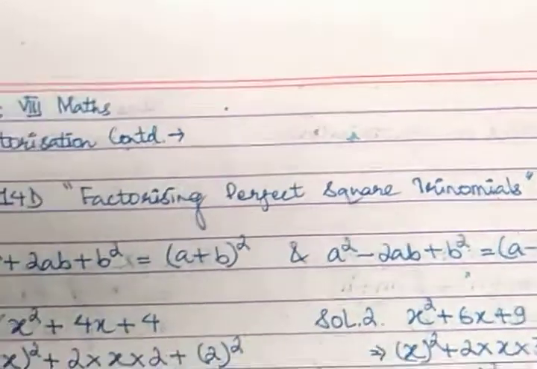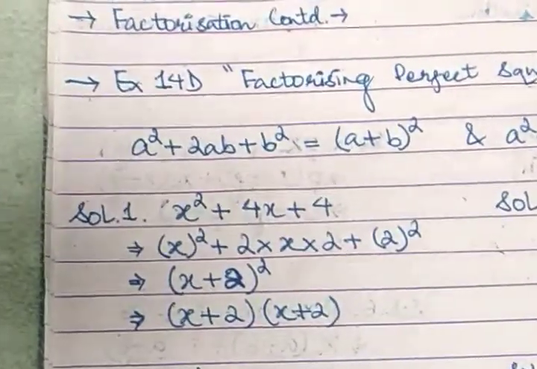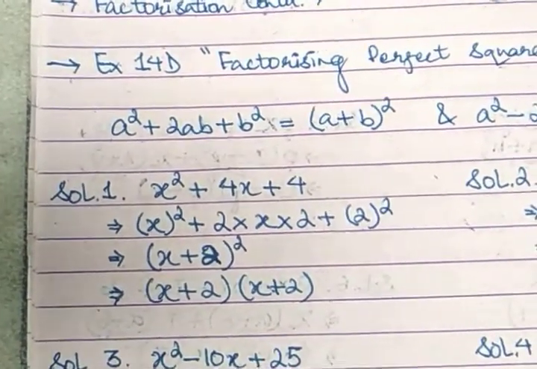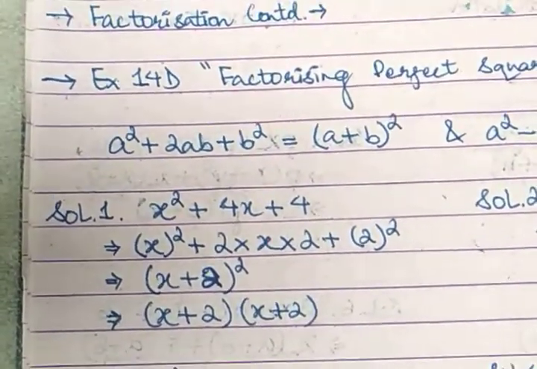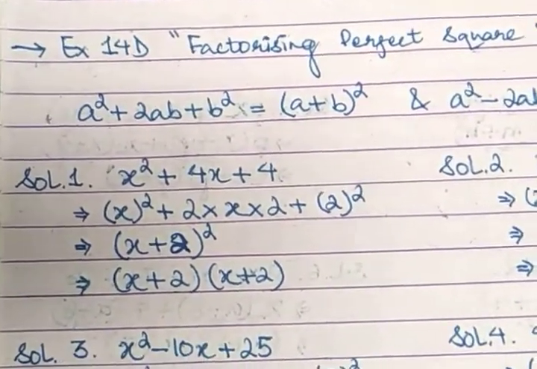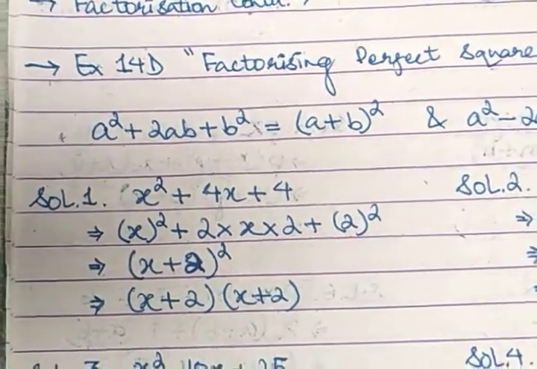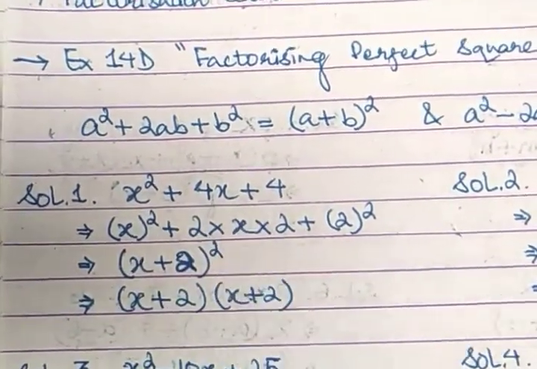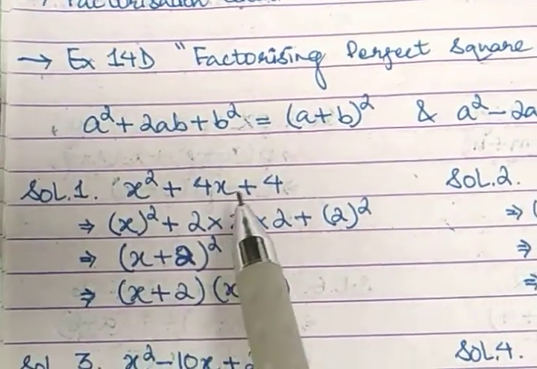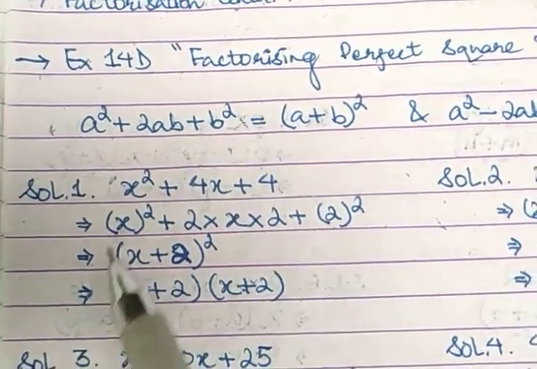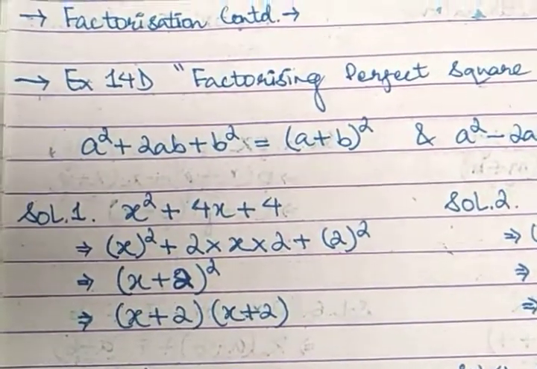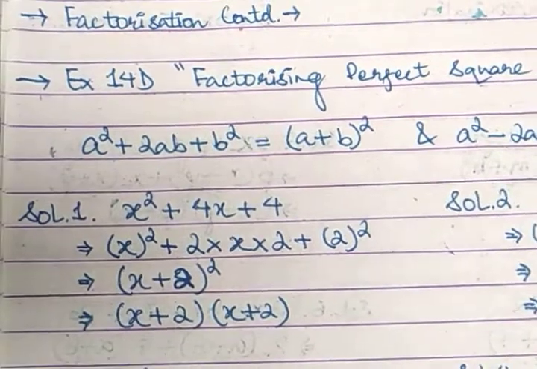So the first question for today is x square plus 4x plus 4, and this one is from exercise 14d. So this is a trinomial, isn't it? So we got a simple trinomial, and we cannot take anything common from all the three terms. Because in the previous videos I said that if there is nothing in common, then I can take one as common, isn't it?